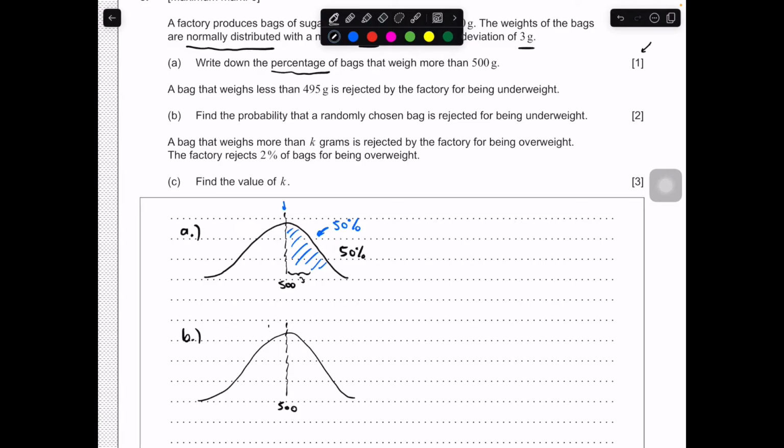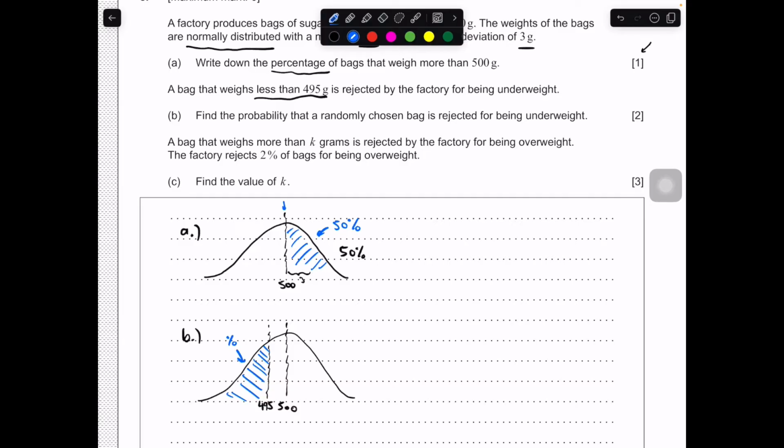So let's draw a line. It's going to be to the left here, and it would be 495. And we want to find the probability that a bag weighs less than 495. So we're looking for this area right here. We have the cutoff point, and we want to find the area. So this is going to be NormCdf. That is to say, we're looking for this percentage to the left of this cutoff point.